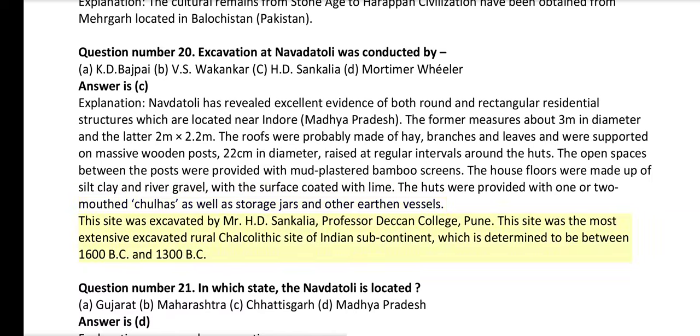This site was excavated by H. D. Sankalia, Professor, Deccan College, Pune. This site was the most extensively excavated rural Chalcolithic site of the Indian subcontinent, which is dated between 1600 BC and 1300 BC.